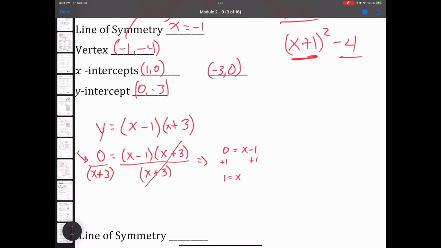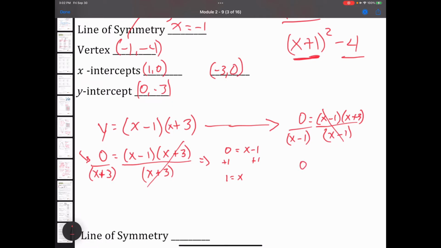Now in that same fashion, if I try this over here, and I want to divide out the x minus 1 this time to figure out what that other term is, I can also do that. Divide both sides by x minus 1. 0, again, divided by anything is still just 0. They cancel out, so I have 0 is equal to x plus 3. Subtract 3 from both sides, and I get negative 3 is equal to x. So there's my other x-intercept.